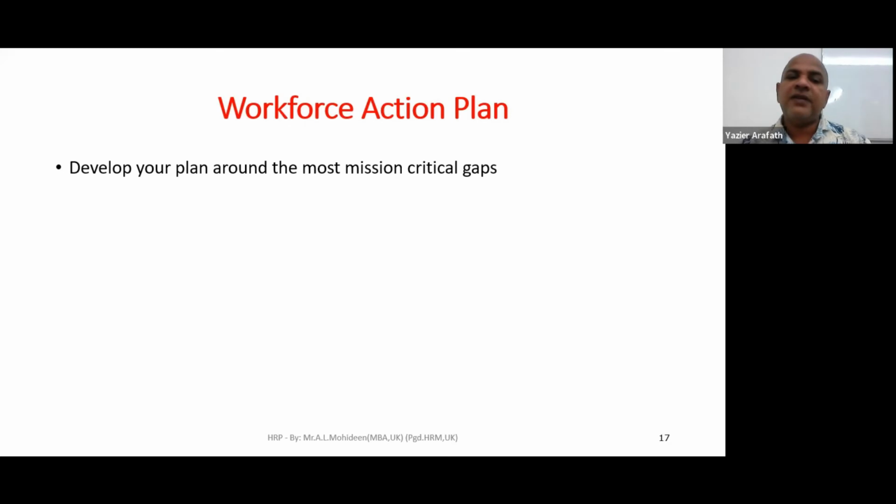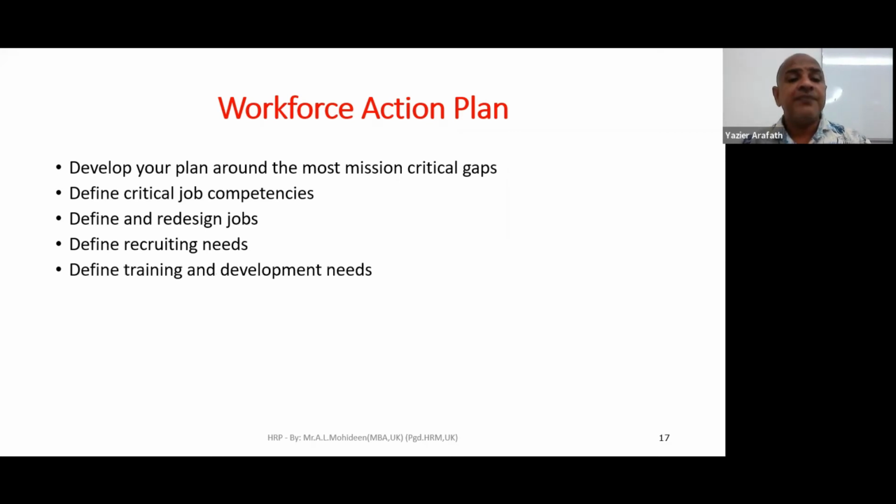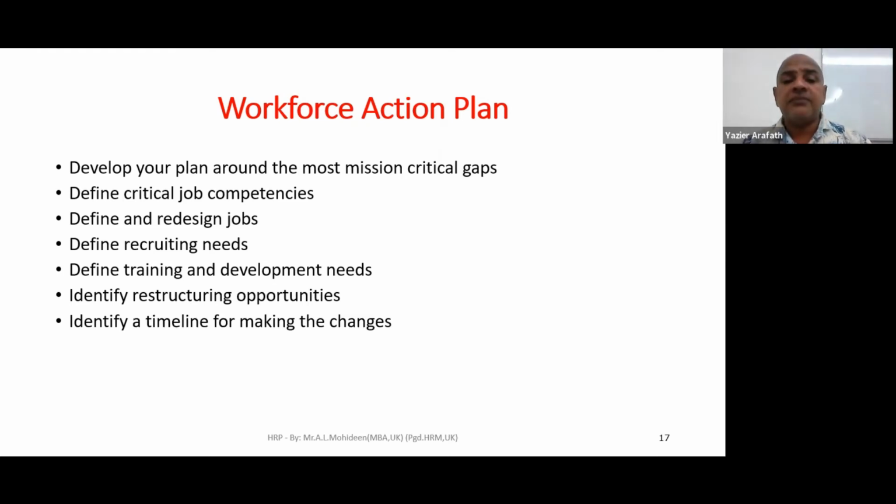So develop your plan around the most mission critical gaps. First we have to identify and define the critical job competencies, as I said, and define the redesigned jobs. If there are any jobs we have already set, and there is something we need to change, if we redesign our jobs, then we have to consider these things. And if there are any recruitment needs, we have to consider them. And training and development. And also restructuring opportunities. If you have anything to restructure in the organization, it has to be considered. And the timeline for making the changes. If we are going to go for change, what is the timeline? So we have to consider the timeline for change.